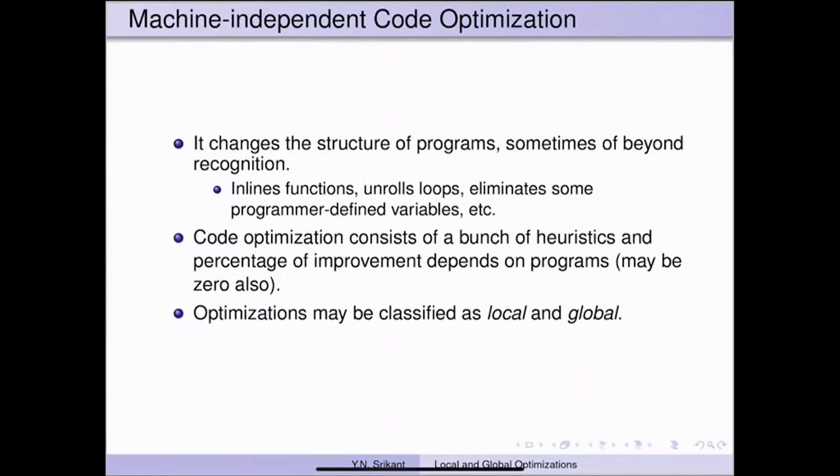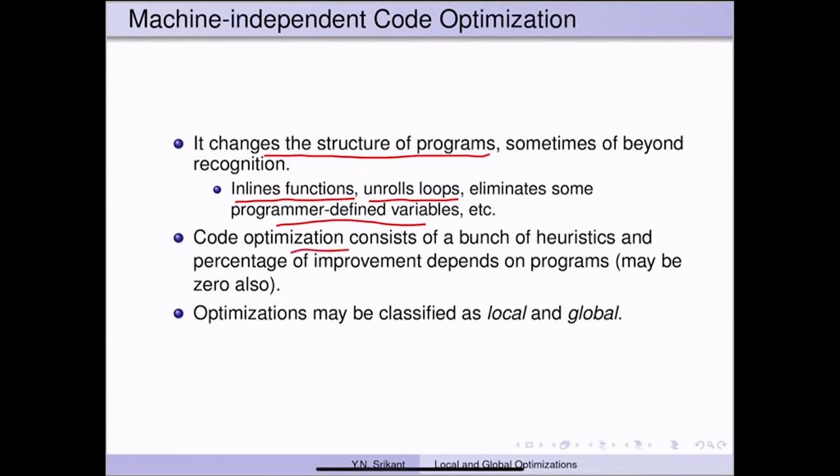And what are the side effects of the code optimization process? Most important, it changes the structure of programs, sometimes beyond recognition. For example, when we have a function call, there may be an inlining of the function. In other words, the function body replaces the function call. If there is a loop, then the iterations of the loop may be unrolled. And some programmer defined variables may be completely removed from the program for various reasons. These changes alter the landscape of the program itself, and you may not even be able to recognize it after it is compiled. But that is okay, because the correctness of the program is still valid.